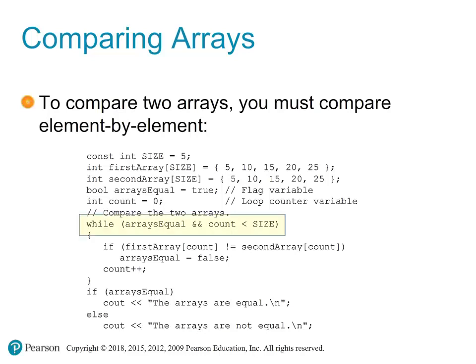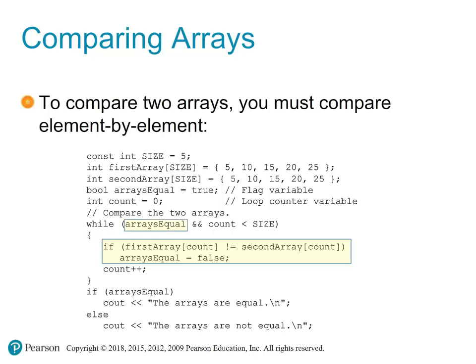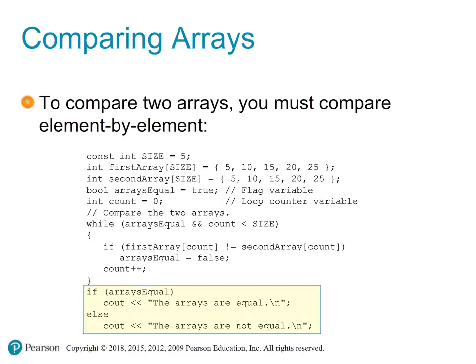A while loop is used to compare each pair of elements until the arrays are found to be not equal or until every element has been compared. If any pair of elements is not equal, the flag variable is set to false and the loop exits early. This makes the comparison more efficient. After the loop, we check the flag variable. If it's true, then all pairs of elements were equal, and hence the arrays are equal.